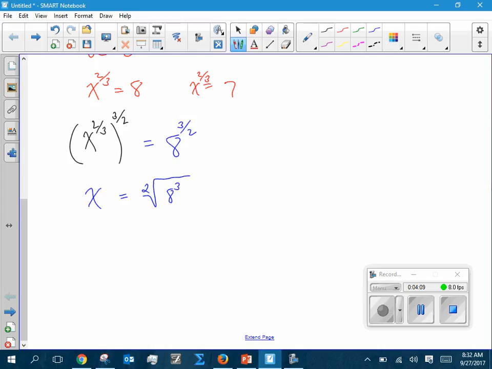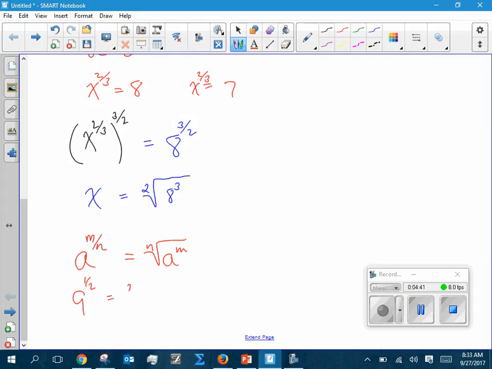You should have seen a rule in Algebra 1 that says if I have a to the m over n, that is all the time equal to the nth root of a to the m. Okay? If you think of some simple values of a and m and n that we could use, say 9 to the 1/2.